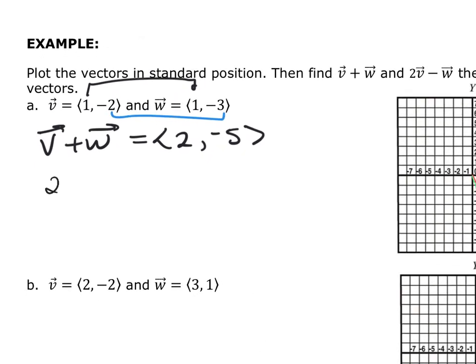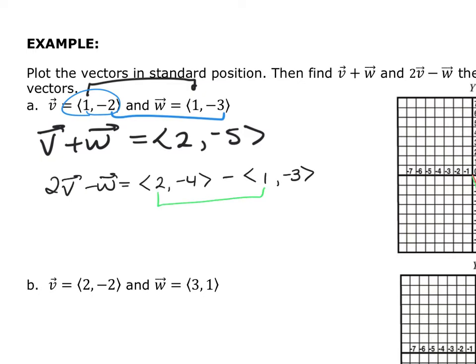Now let's do the next one, in which we're asked to find 2v minus w. So the scalar says I'm going to go ahead and multiply each one of my components here by that 2 first. And so I'm going to have 2 and -4. From that, I'm going to subtract off my w vector. So I take this 2 and subtract off 1, and I end up with 1. I take this -4 and subtract off a -3. So that ends up becoming -1.